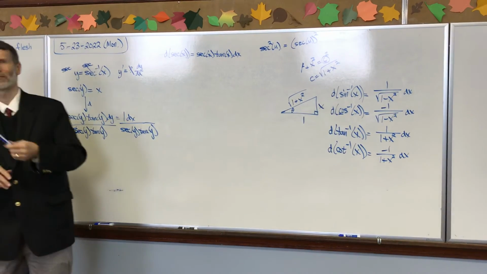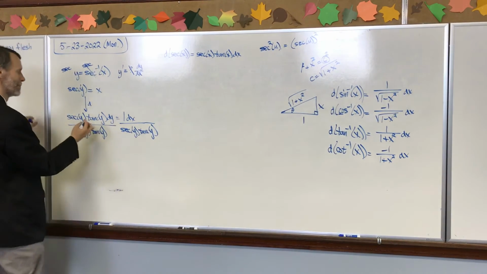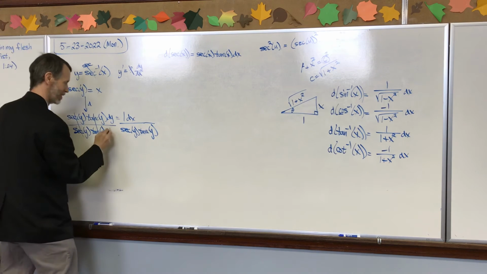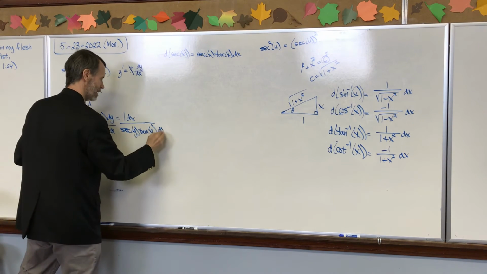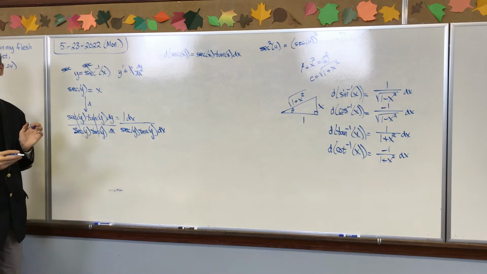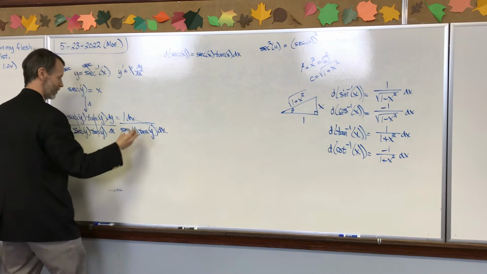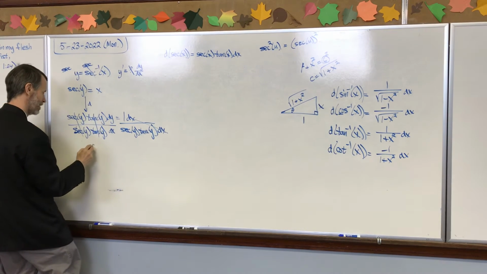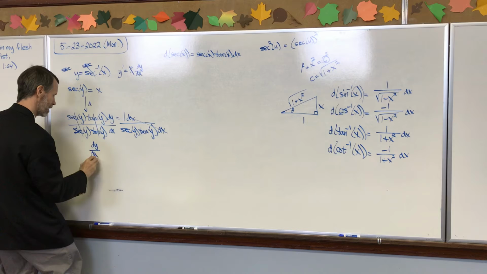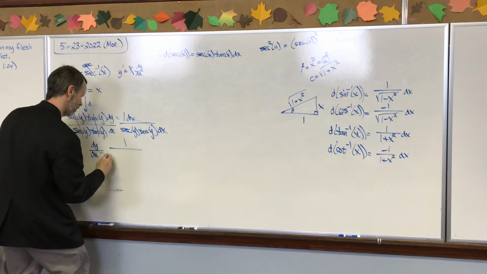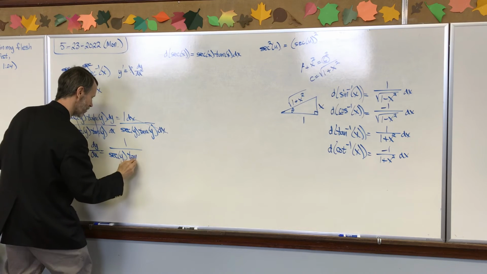We got this on video, so just check the video tonight. Cancel, cancel, divide by dx. Don't spend time chit-chatting, please catch up with socially later. You're going to miss stuff. Dx is canceled. You're left with dy over dx equals 1 over secant of y, tangent of y.